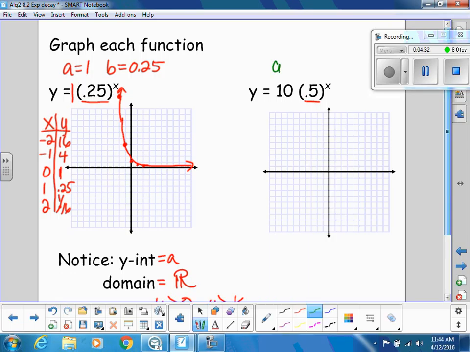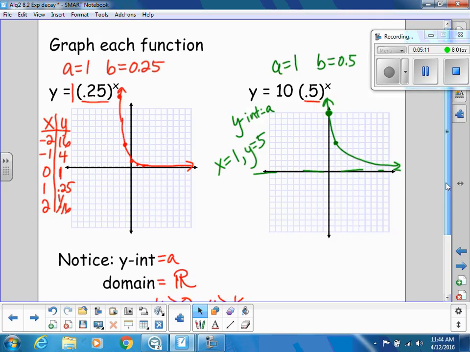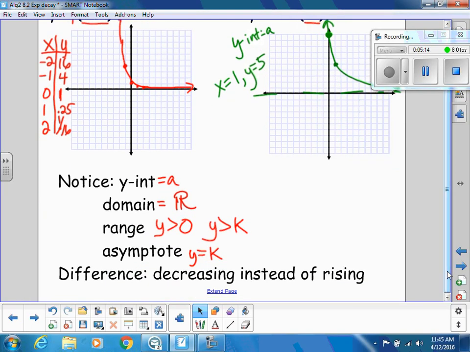Over here, my a is 10, my b is 0.5, so let's use our shortcut. We know that the y-intercept is going to be the a value. So I know it's going to be here at 10. And then when x equals 1, y is going to be equal to a times b, so 10 times a half, and that's going to be 5. So when x is 1, 1, 2, 3, 4, 5. And then I know it's going to flatten out right here at 0. So it's going to look like this. Okay, so that's a quick way to do our exponential decay graphs.